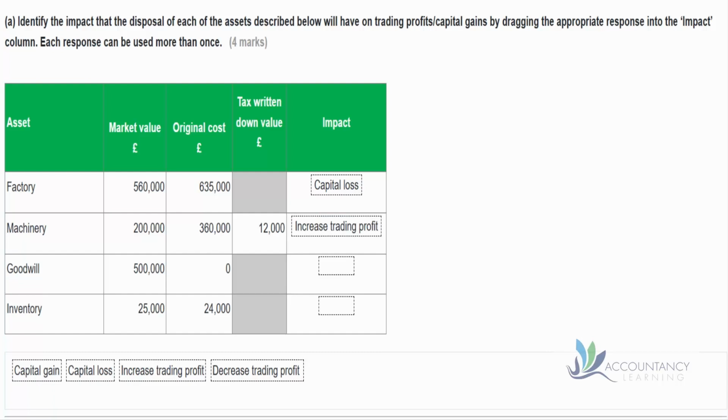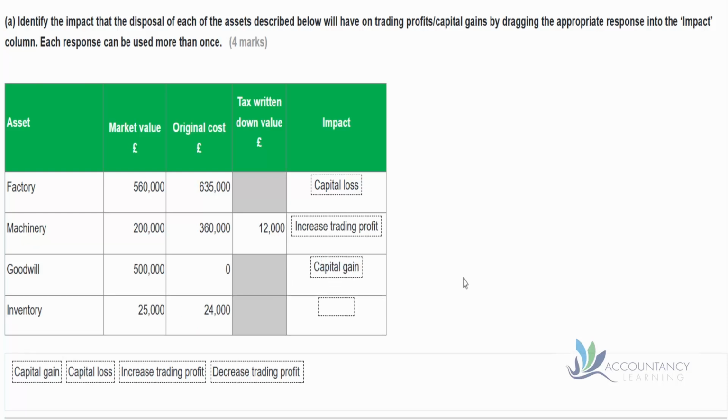Okay, what about the goodwill? That has no cost, but we're selling it for 500,000. So that's just going to give us a capital gain. And then for our inventory, this is not a capital item, is it? This is our trading items. It had a cost of 24,000. We're selling it for 25,000. So that means we're just making a trading profit on that.